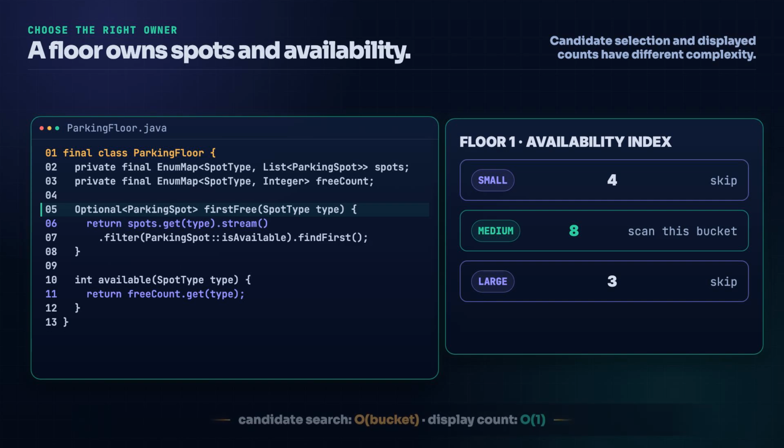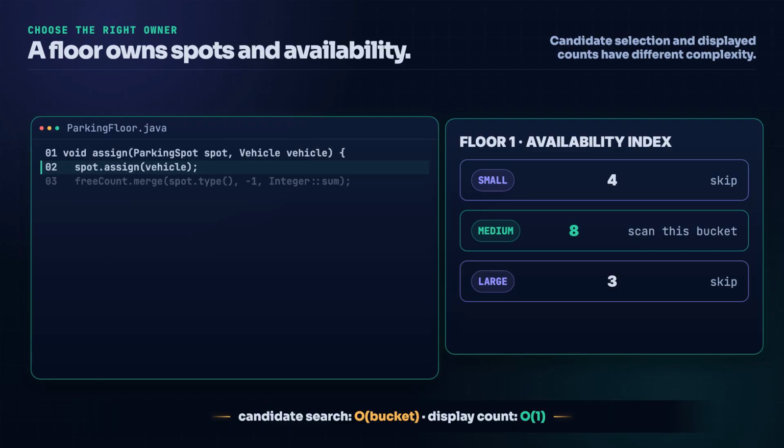Be precise about complexity. Selecting the first free candidate may still scan the medium bucket, but the displayed availability count is now constant time. Read one integer from free count. We are not going to call a list scan O of 1.